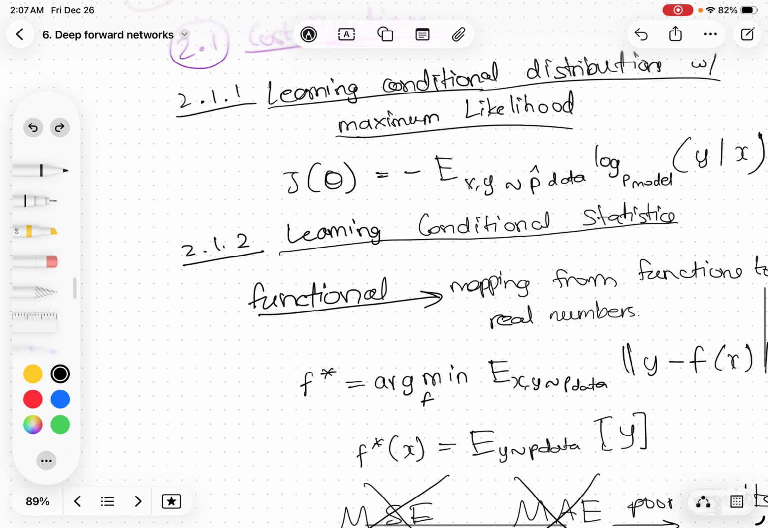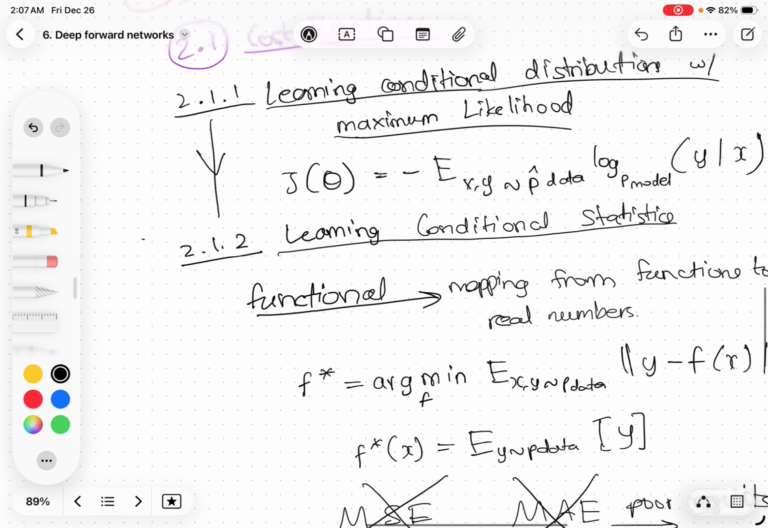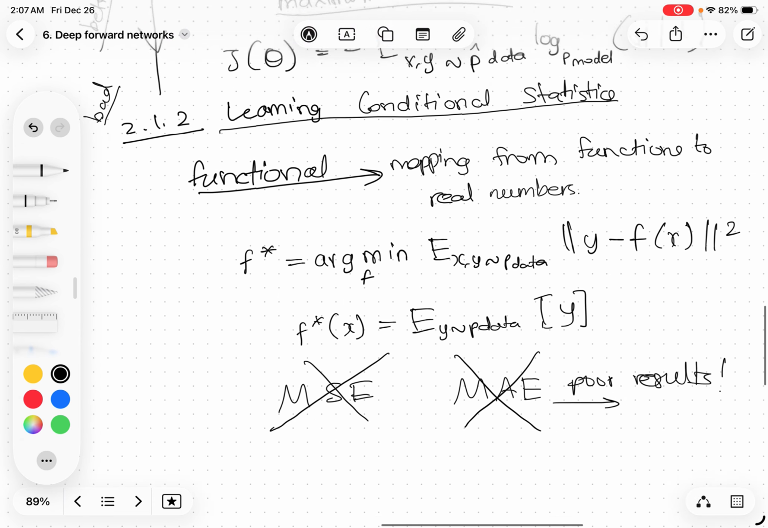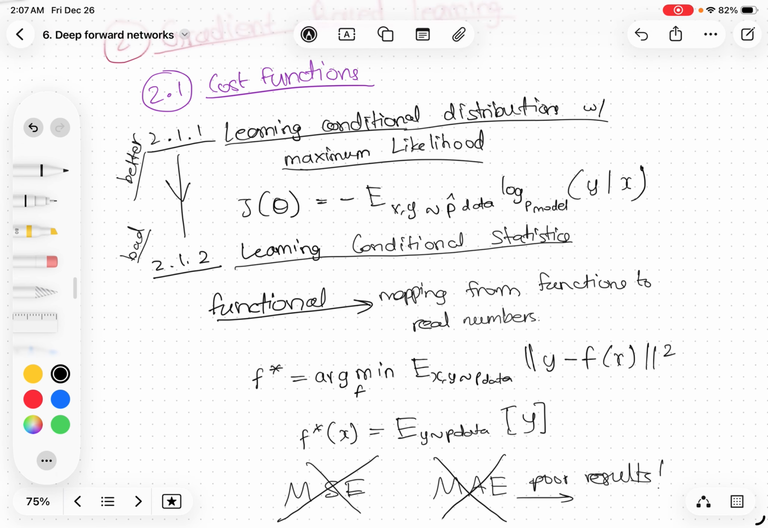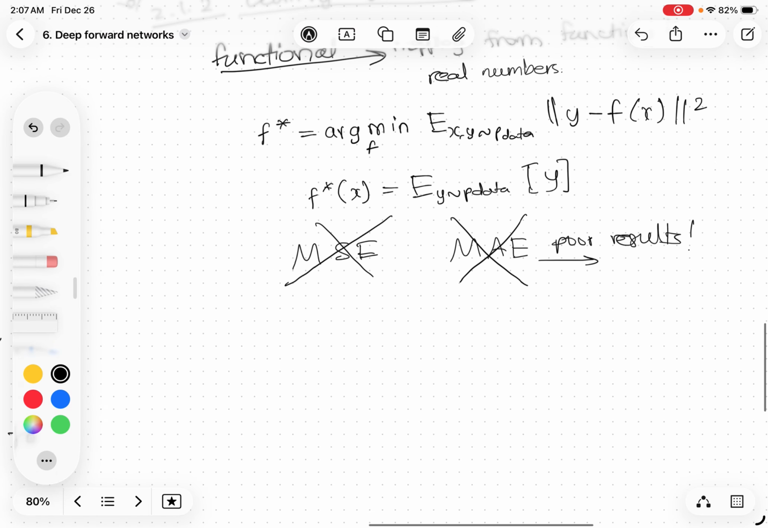So this is bad. This is better. This is cross entropy, as you can see. It turns out to be better than the conditional statistics approach.